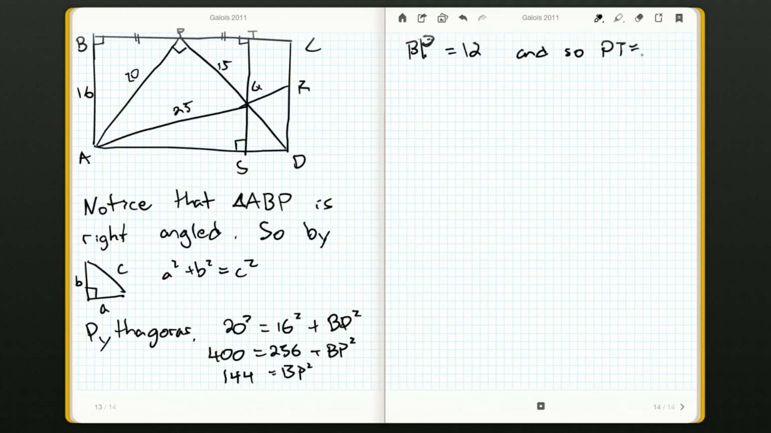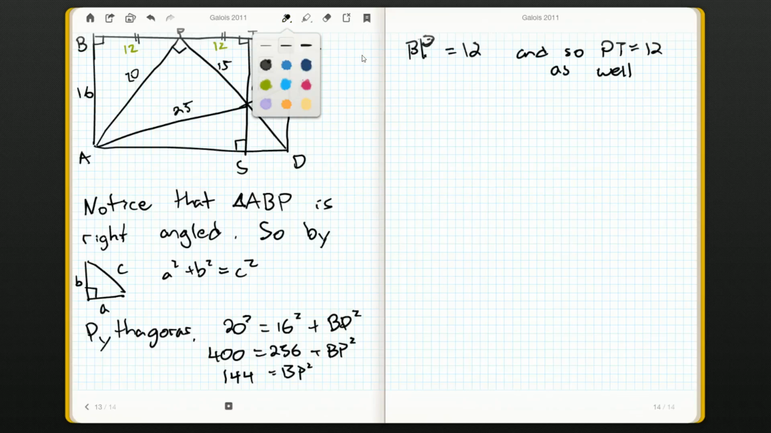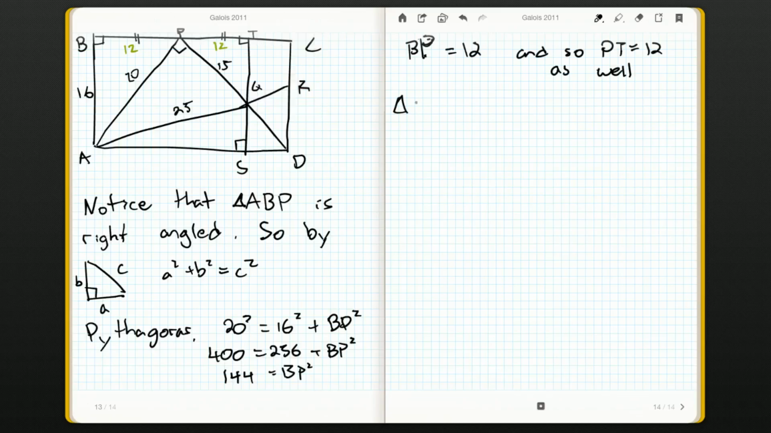And once we know that one, we know that PT is also equal to 12. So we've added in some brand new information. This is 12, this is 12. And now look at this, I have another right angle triangle here. PTQ is also right.